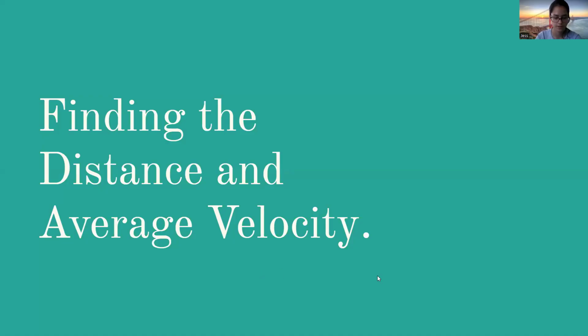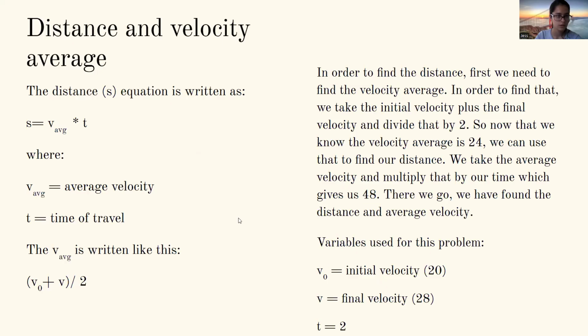All right, now let's find the distance and average velocity. So the distance, which is s, is written as s equals v average times t, where v average is the average velocity and t is the time of travel. And the v average equation is written like this: v0, which was your initial velocity, plus v, which was your final velocity, and then divide that by 2. So in order to find the distance, first we need to find the average velocity. In order to find that, we take the initial velocity plus the final velocity and divide that by 2.